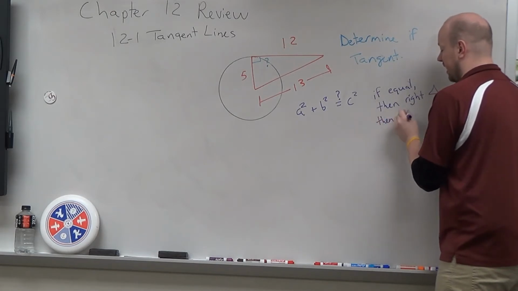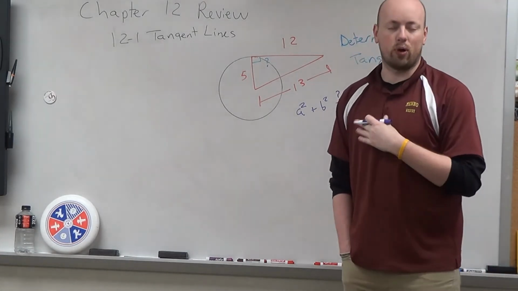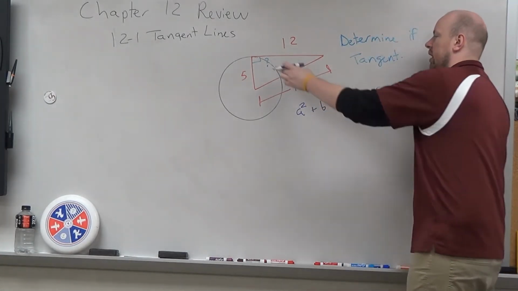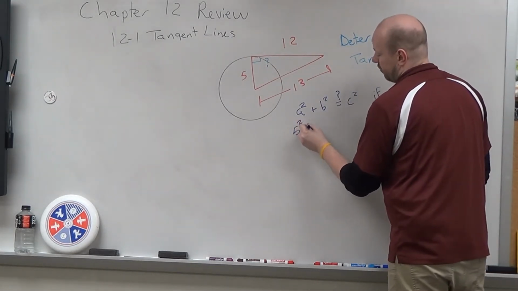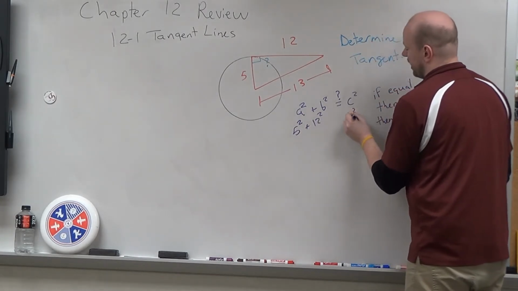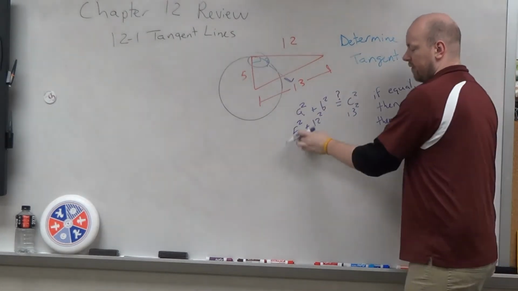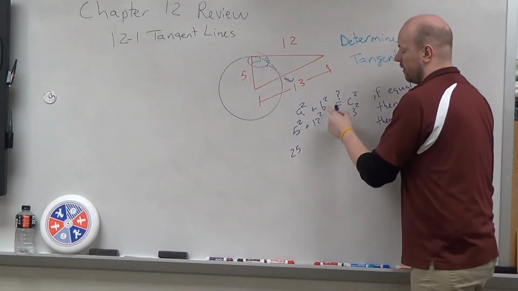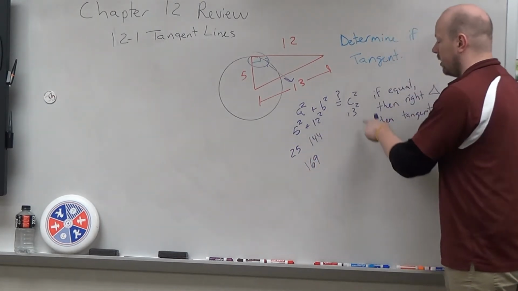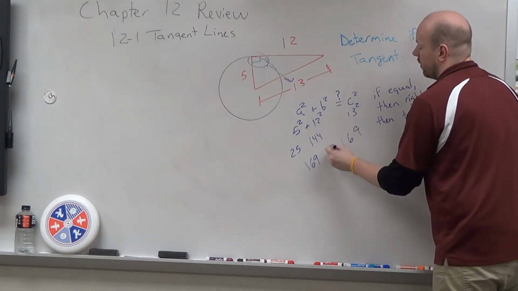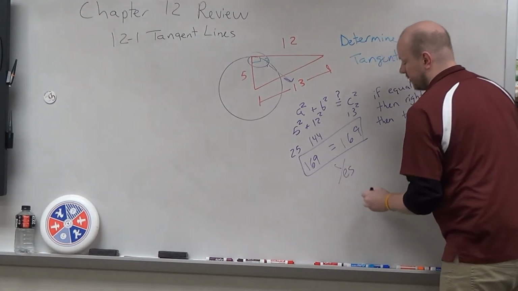Then it has to be tangent. So if my Pythagorean theorem works out perfectly, then I know it's a right triangle, and it's a right angle, therefore it has to be tangent. Okay. So I get 5 squared plus 12 squared, and I get 13 squared over here because, again, opposite the right angle has to be by itself. 5 squared, 25, 12 squared, 144, 25 plus 144 is 169, 13 squared is 169, 169 equals 169, so my answer would be yes, it is tangent.